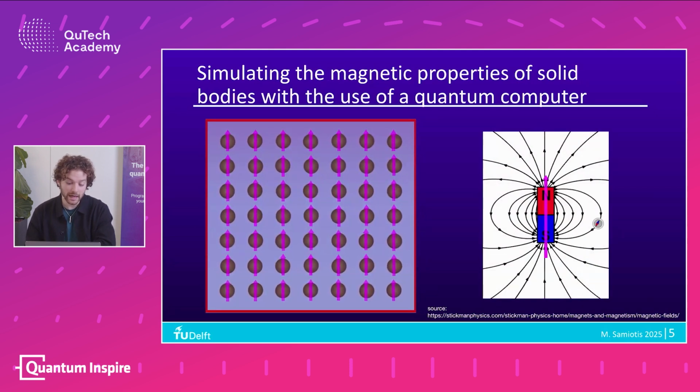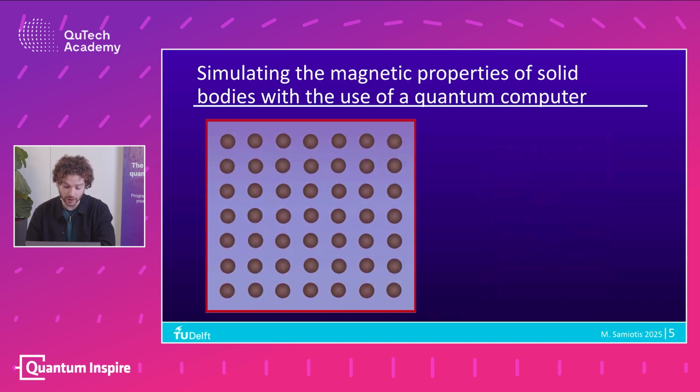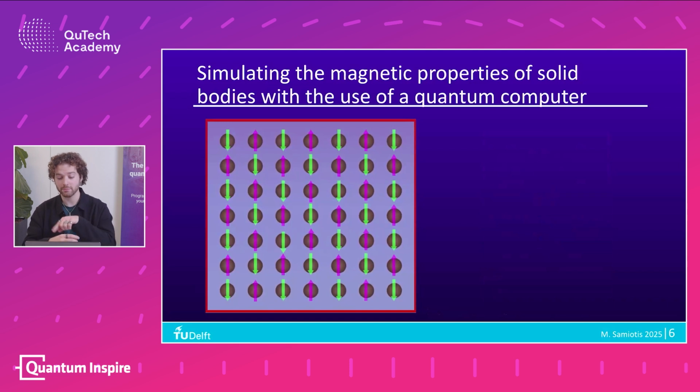Now there are some other types of magnets, and one of them is where the spin of the neighboring atom is opposite, and this gives rise to antiferromagnetism. And how can we simulate such a system using a quantum computer?